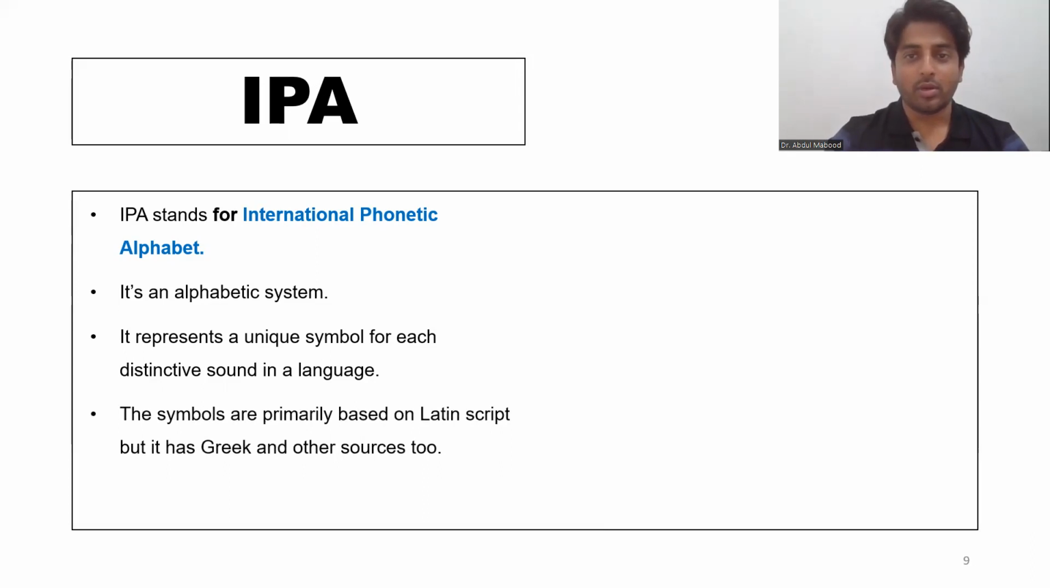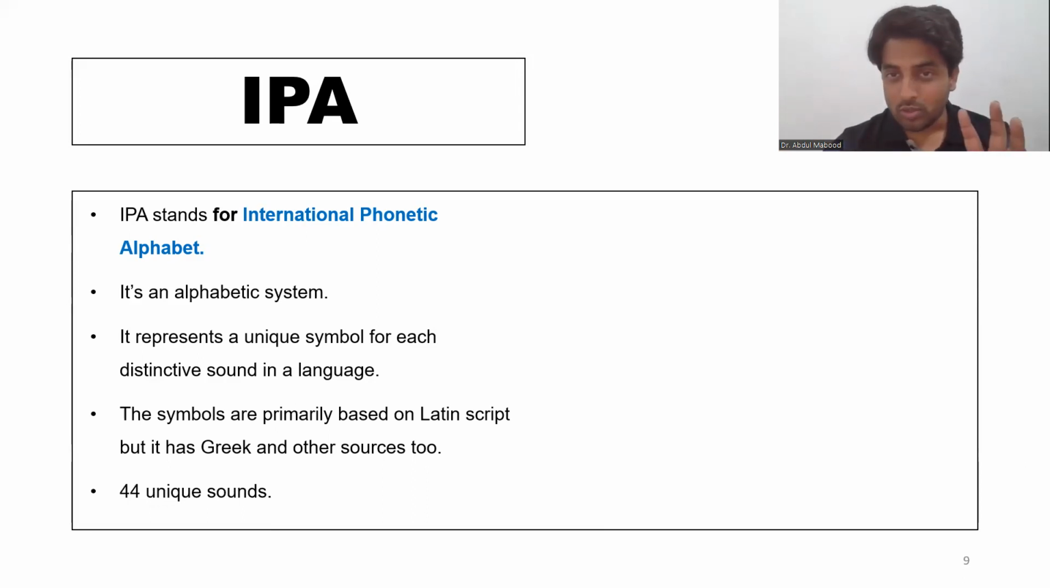Now, obviously, the scripts would be different from other alphabets, but by chance some scripts can match with Bengali, with English and other languages. Mainly the scripts are taken from Latin, but some Greek sources and other sources are also found in IPA. Fine, there are a total of 44 unique sounds. Now, look at this here. You all know your mother tongue's alphabet. You all know your English alphabet.